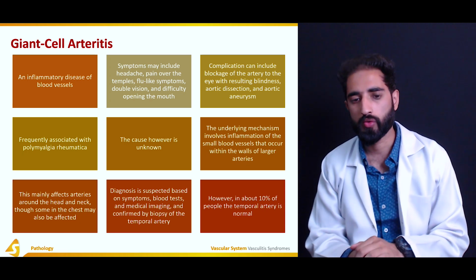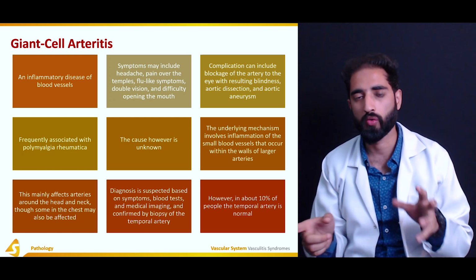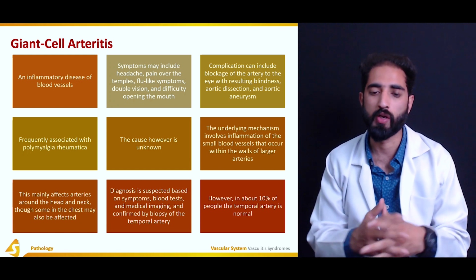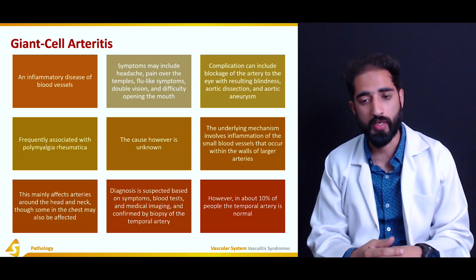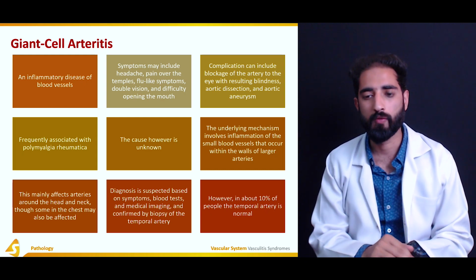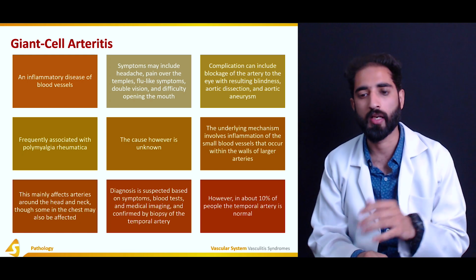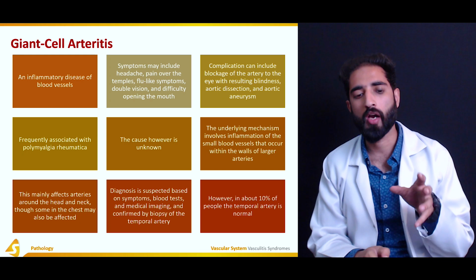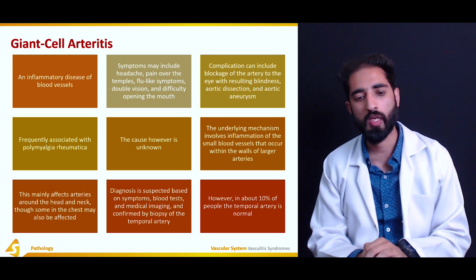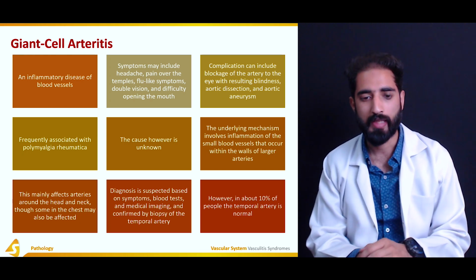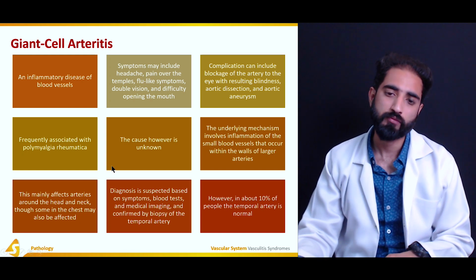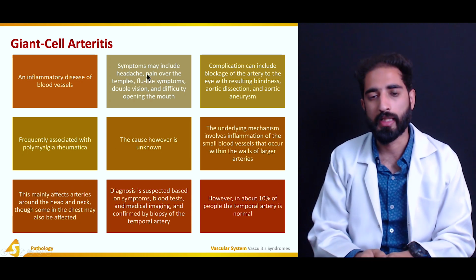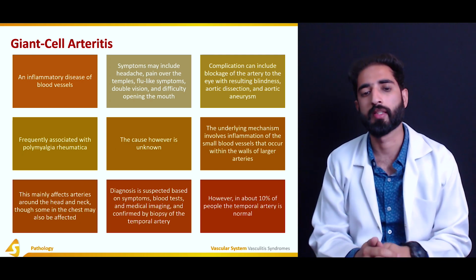It is frequently associated with polymyalgia rheumatica, so the patient may experience joint pain in different joints or more than one joint. The cause, however, is unknown, but the underlying mechanism involves inflammation of the small blood vessels that occur within the walls of the larger arteries. This mainly affects arteries around the head and neck, though some in the chest may also be affected. That is why we were talking about pain over the temples in the symptoms of giant cell arteritis.